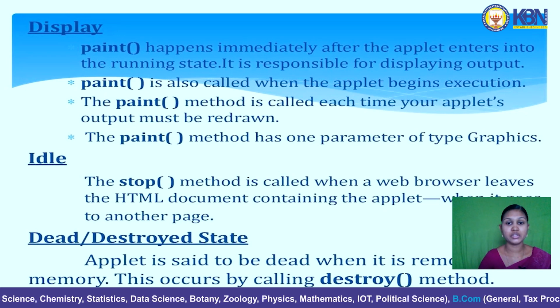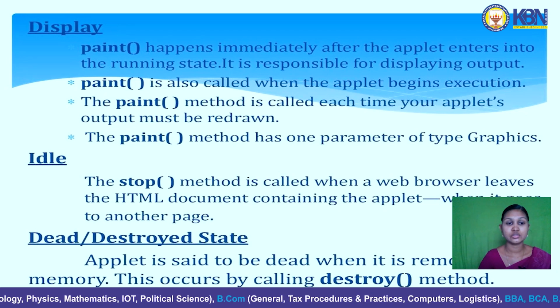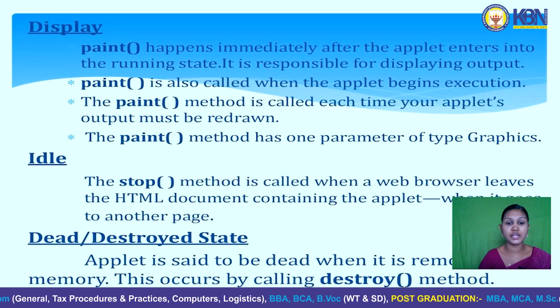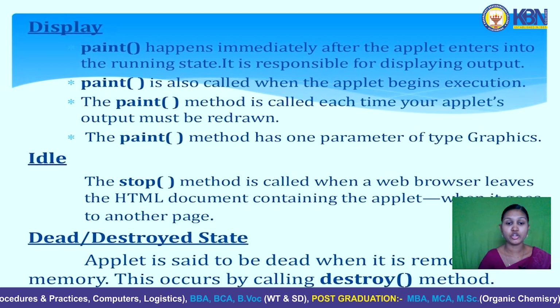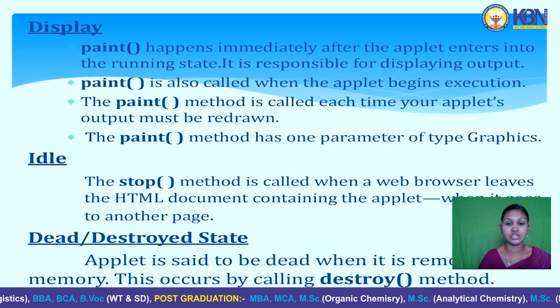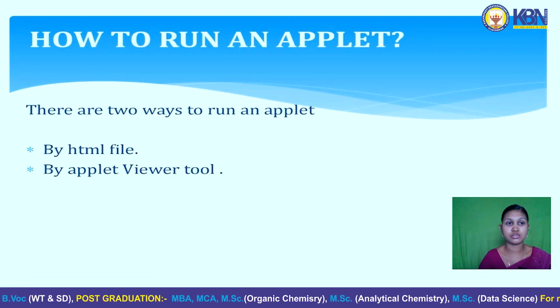The stop method is called when a web browser leaves the HTML document, that is, when the applet moves from one page to another page. What is the destroy method? Whenever the applet is said to be dead, or you have completed the task, it finally goes to the dead state, the destroy method.